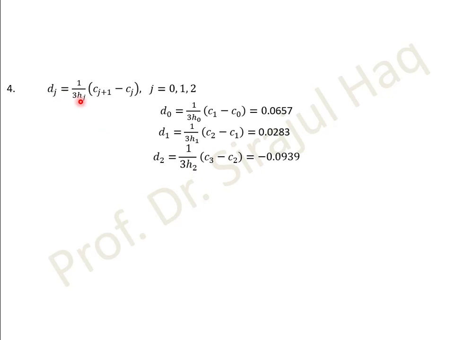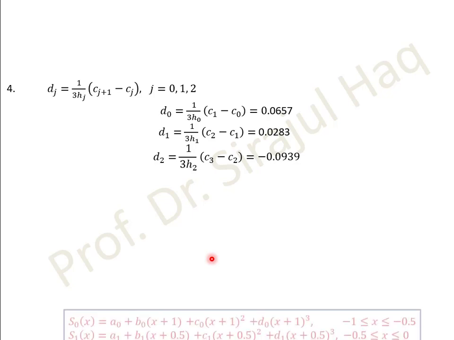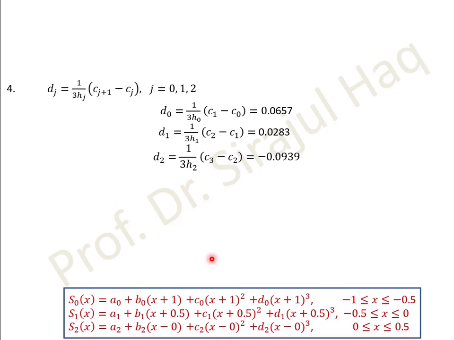J is equal to 2, 1 over 3h2, this will be c3 minus c2. C2, C3 are known, H2 is known, so you can find out. So you can see in this case, you computed the values of AIs, you computed the values of BIs, you computed the values of CIs, and you computed values of DIs. This was your spline.